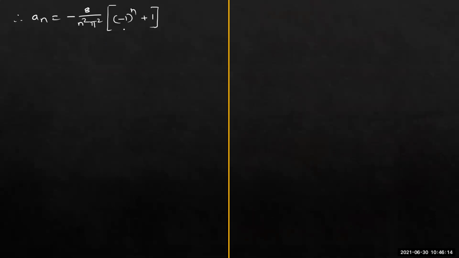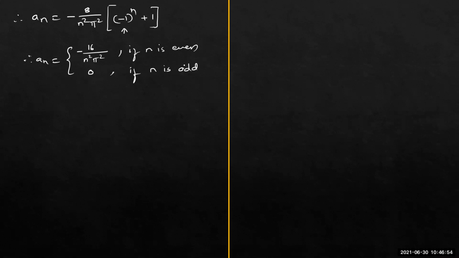When you take n as even, this minus 1 to the power of n becomes plus 1. So that it is 1 plus 1, 2, 2 into something you'll get there. So that's what I'm writing here. Therefore, an is equal to, when you take n as even, it becomes 2 into 8, 16. So we'll get minus 16 divided by n square pi square if n is even. And when n is odd, see what happens, minus 1 to the power of odd number is minus 1, plus 1 is 0. So we'll get 0 if n is odd.